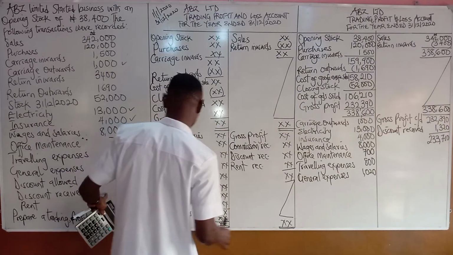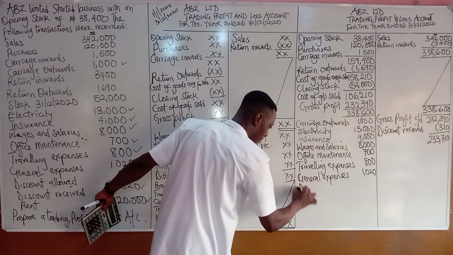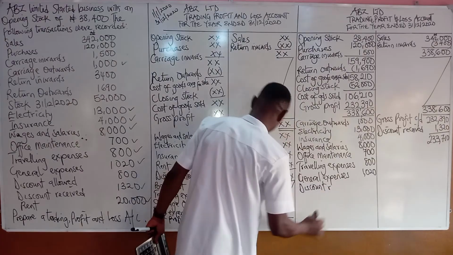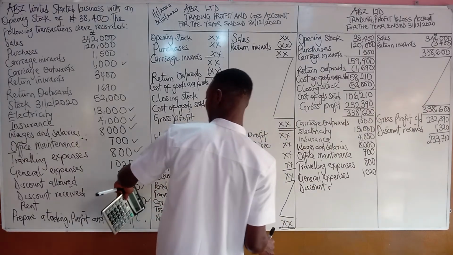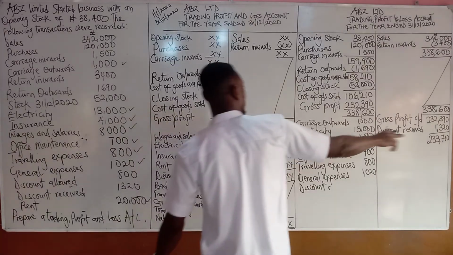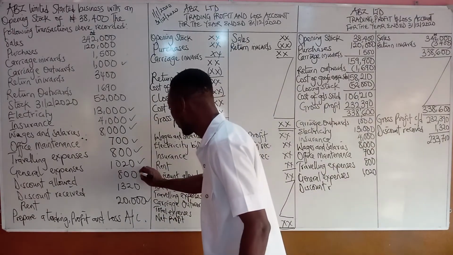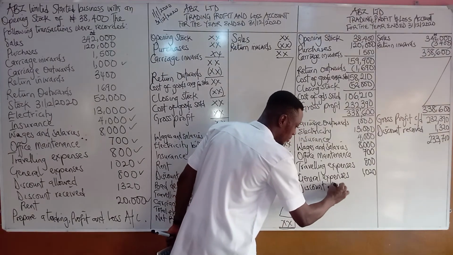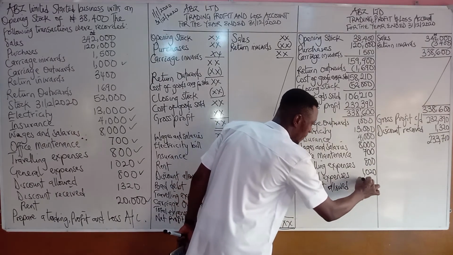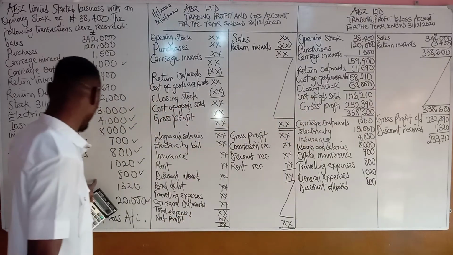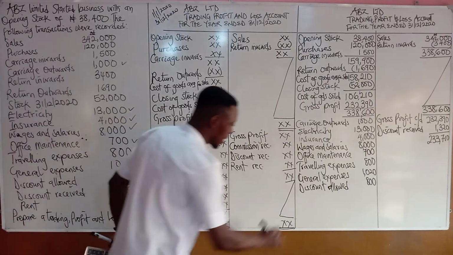What else? I have discount received, 1,320. Discount allowed, sorry, not received. Discount received goes to the credit side. So it's discount allowed, which is 800. Discount allowed 800. Then the next one is rent, 20,000.